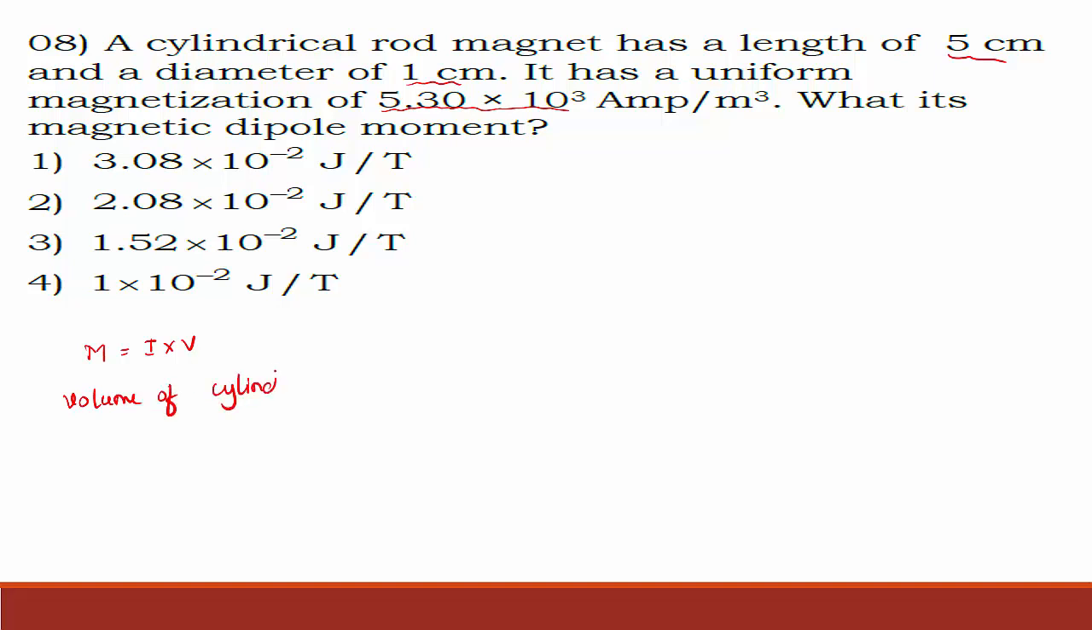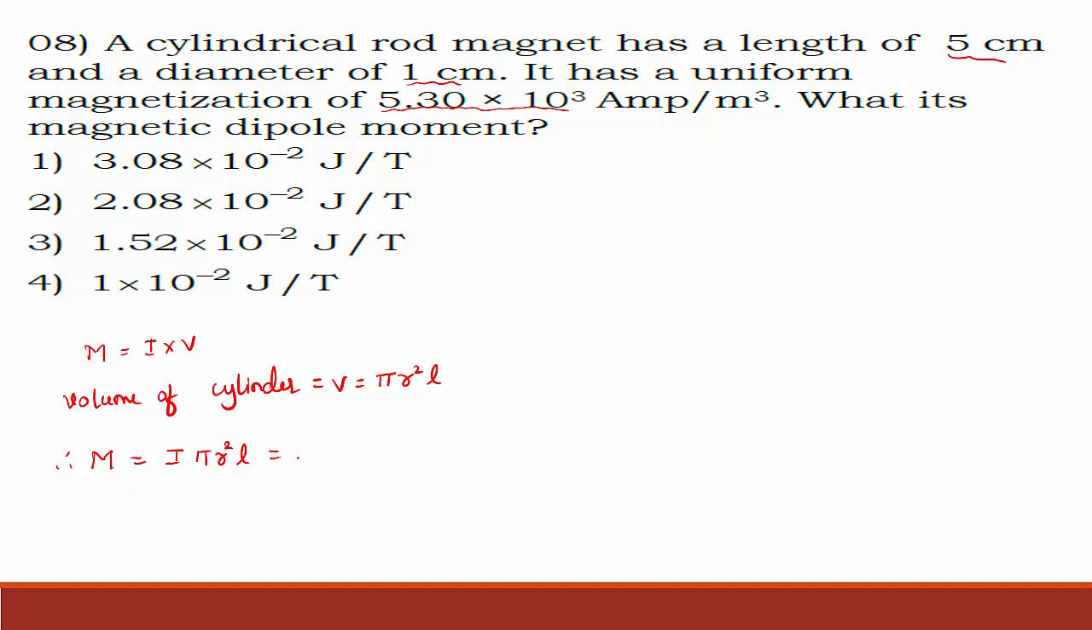So volume of the cylinder I can write V equal to pi R square L, where R is the radius and L is the length of the cylinder. Then dipole moment M equal to I pi R square L. So this is the magnetic dipole moment.